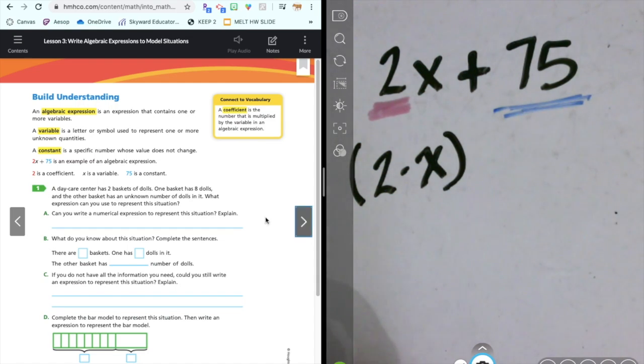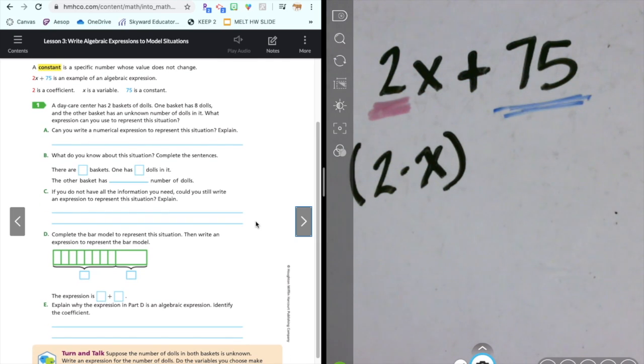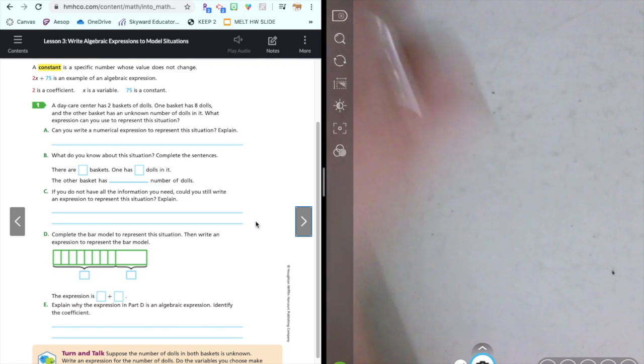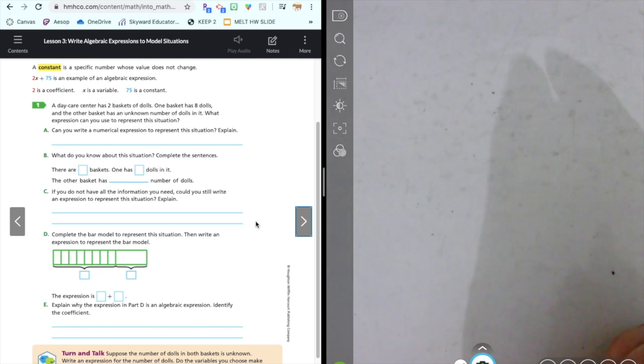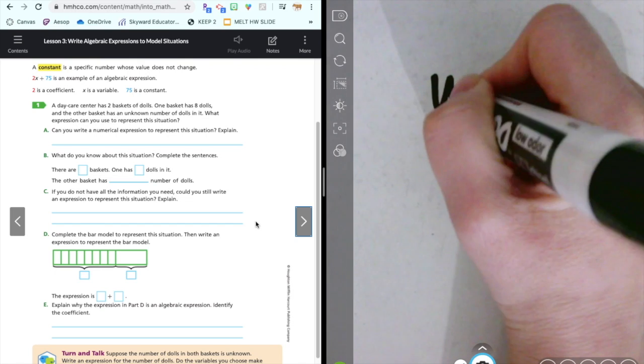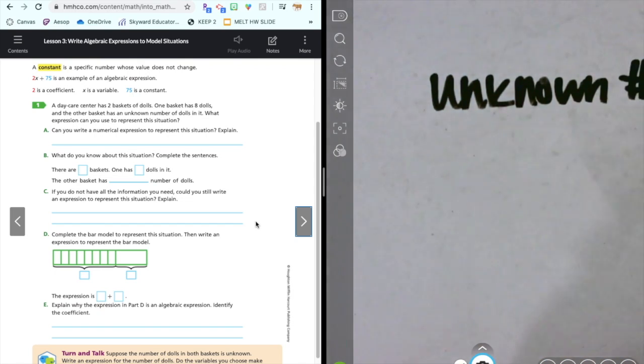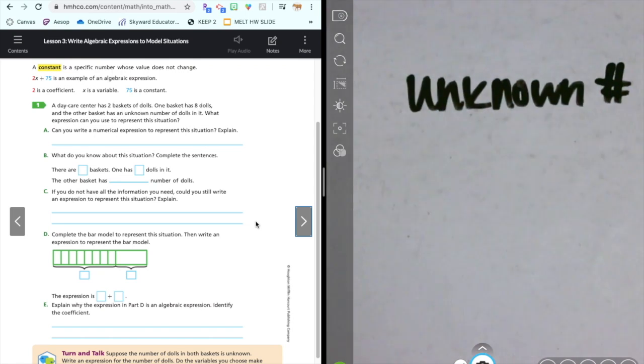All right, so the first problem says a daycare center has 2 baskets of dolls. One basket has 8 dolls and the other basket has an unknown number of dolls in it. What expression can you use to represent the situation? First, we know that we cannot write a numerical expression here because of the unknown number. We can't put a number to that. We can't guess. We don't know. So it cannot be a numerical expression. It has to be an algebraic expression.